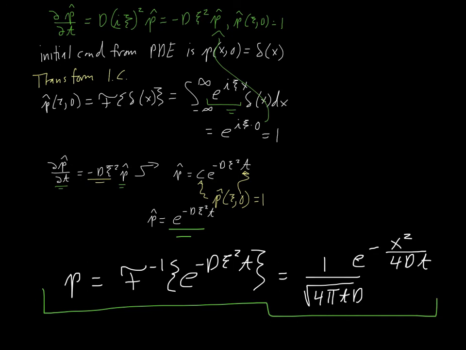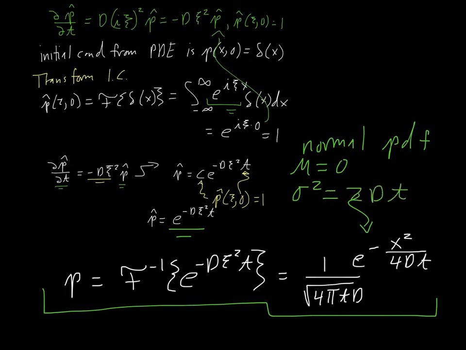And notice here, this is just a normal PDF, probability density function, with mean equaling 0 and variance equal to 2Dt, which makes some sense. If the random walk is unbiased, the expectation should be 0, and as time grows, or your diffusion is stronger, the variability away from 0 should also grow. Okay, well, I hope you enjoyed this video, and thank you for listening.